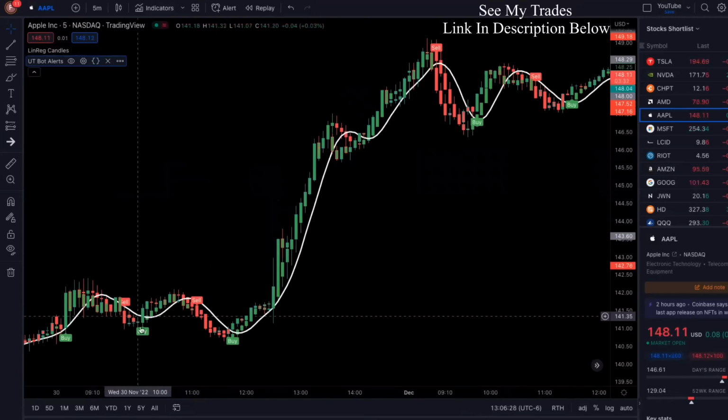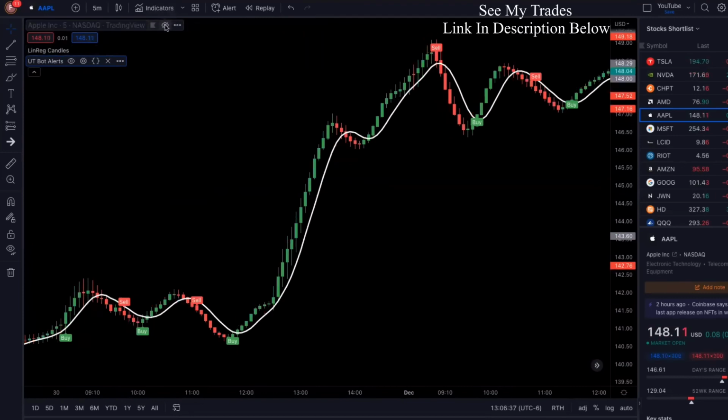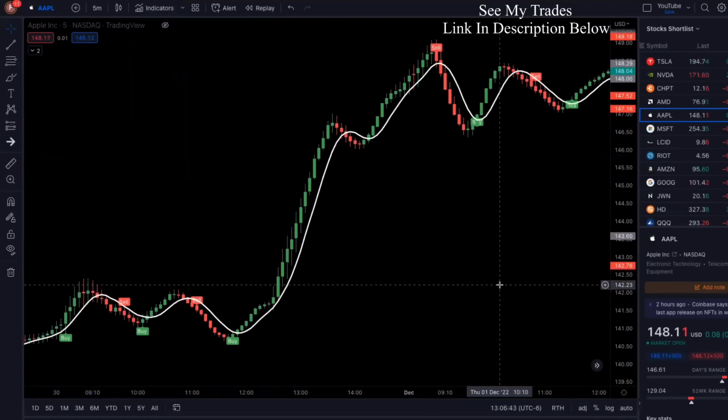Your chart's almost set. Because of the different candles, it can get mixed up and it's a little hard to see. So the main candles, we're just going to hide those, so all we see is the linear regression candles and the UT bot alerts. Cool. So now what exactly is the strategy? Let's get into that real quick.